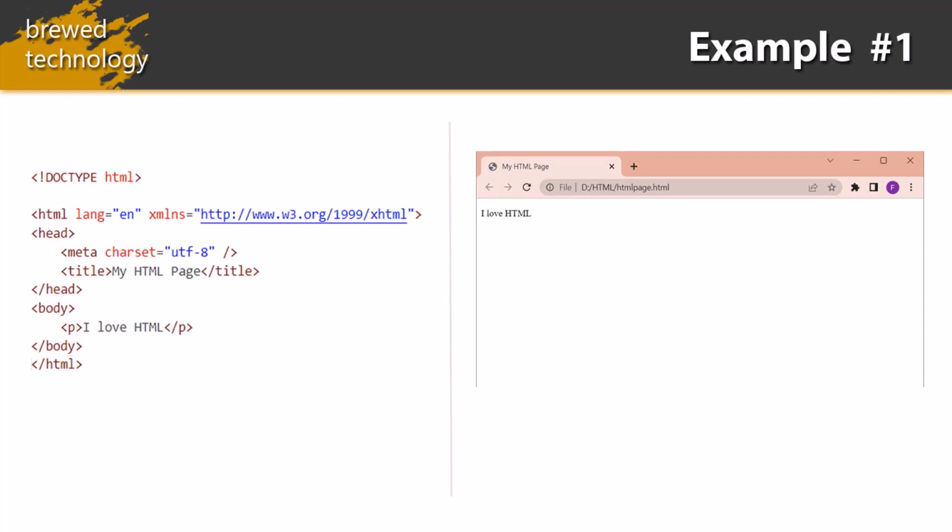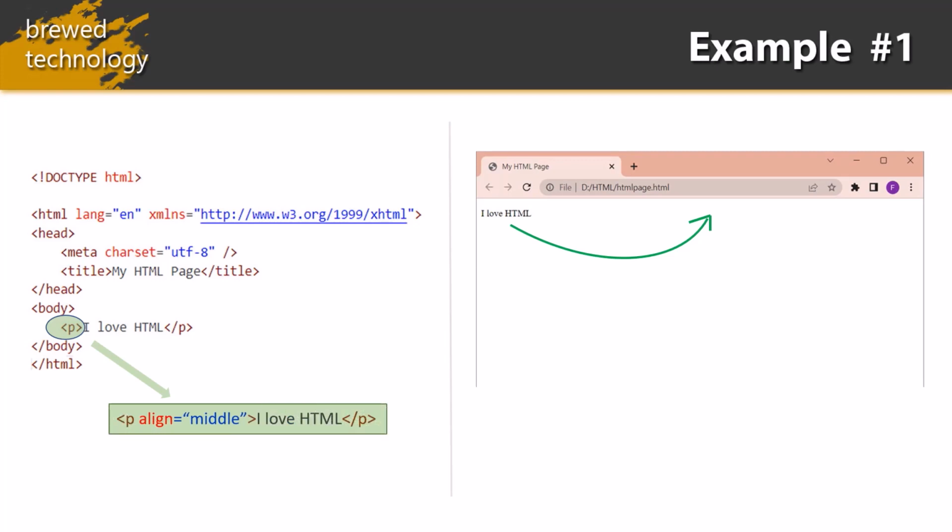Now, what if we want to position this text at the middle? To do that, we can add an attribute in the P start tag. The attribute name to position a text is align, and the value will be middle, since we want to position the text to the middle. Our paragraph element should now look like this, with an align attribute inserted in the P start tag. This line tells our browser to display "I love HTML" in the middle.